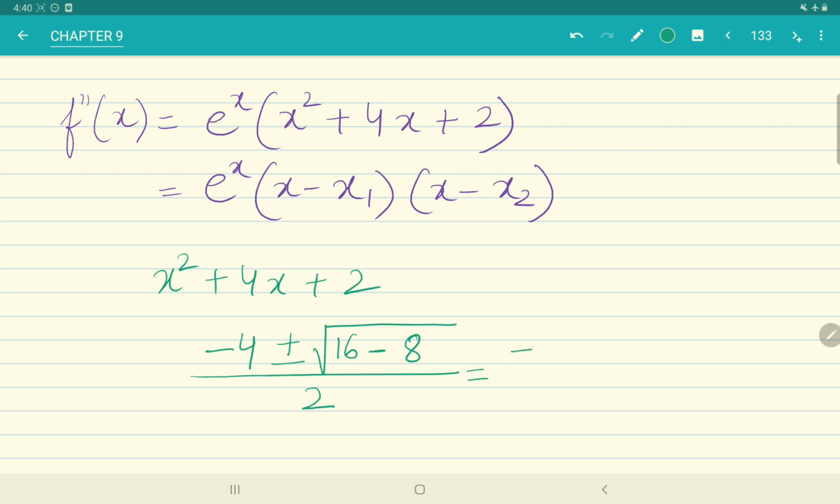This will give us minus 4 plus minus under root 8 divided by 2, which is equal to minus 4 plus minus, now we can write 2 under root 2 because it's root 4 multiplied by 2. 4 gets out, you just have 2, then divided by 2. This is equal to minus 2 plus minus root 2.